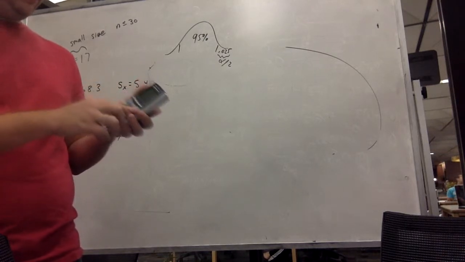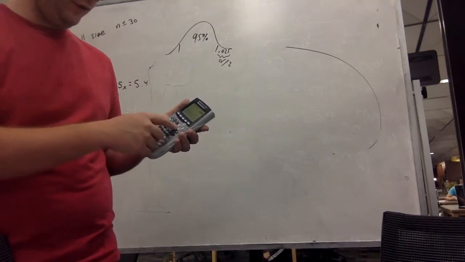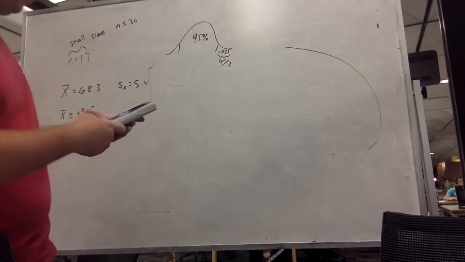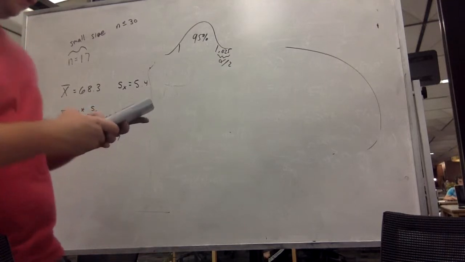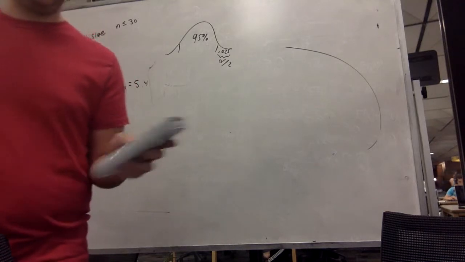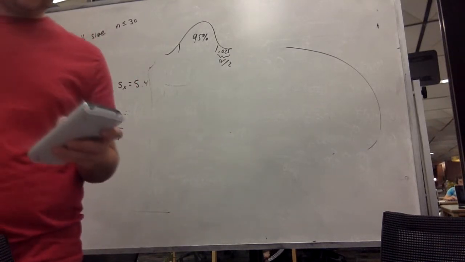So instead of doing list, we do Stats, which means we just plug in the information we get. x bar was 68.3, S sub x was 5.4, sample size was 17, and the confidence level is 0.95. Calculate, and it spits it right out. Awesome, perfect. So that's all in the Stat, over to Tests.